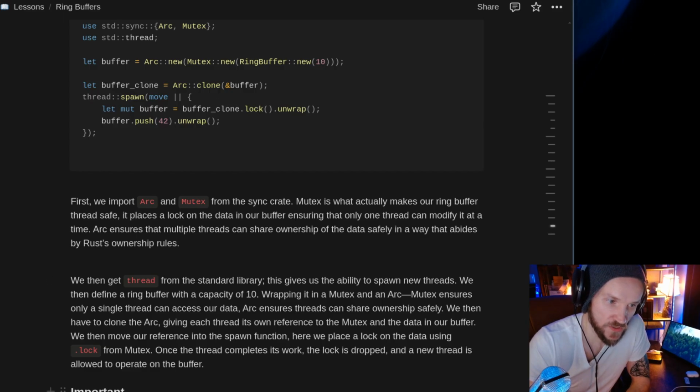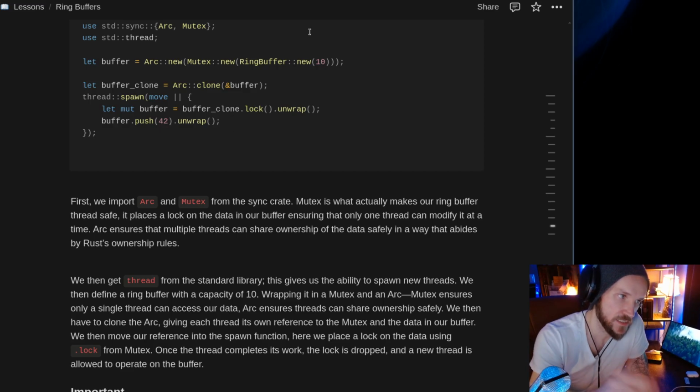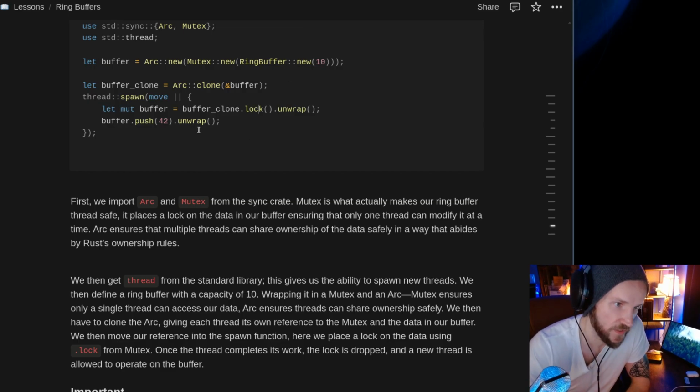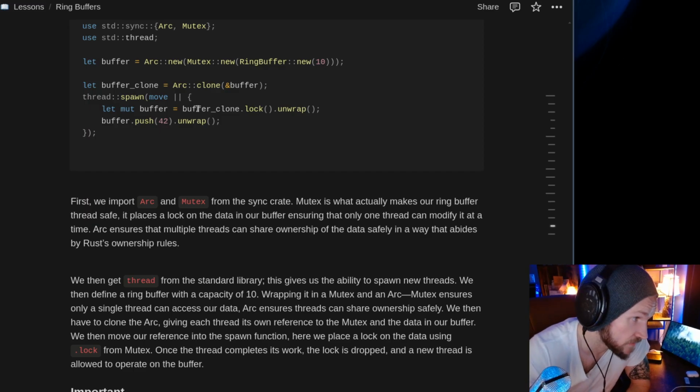And then once the thread completes its work, the lock is dropped and a new thread is allowed to operate on the buffer, right? So right here, it locks it, it does its task, and then it unlocks it, and then that's what unwrap is doing. It's getting rid of the lock, and then a new thread can come in and do what it wants to do.